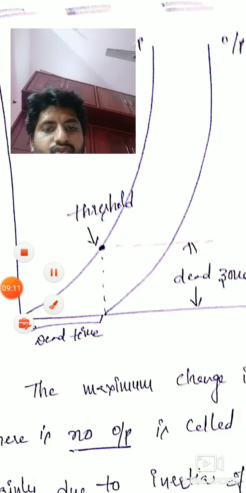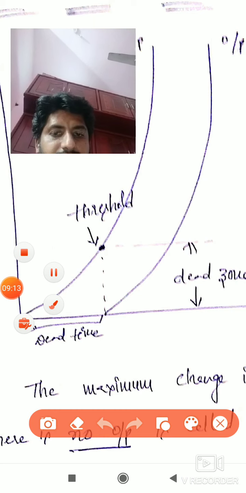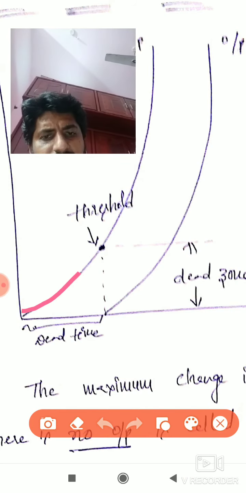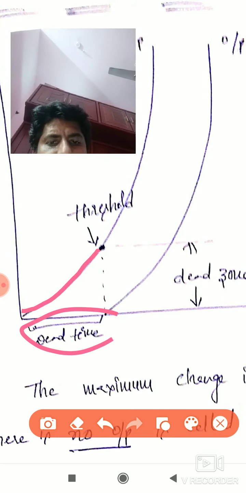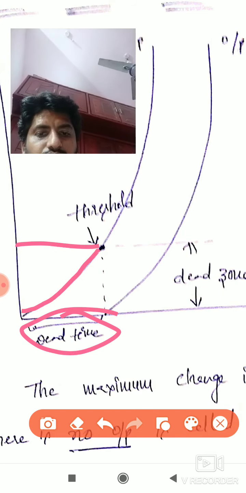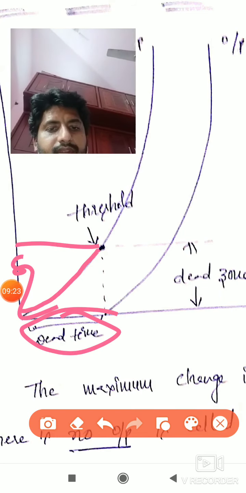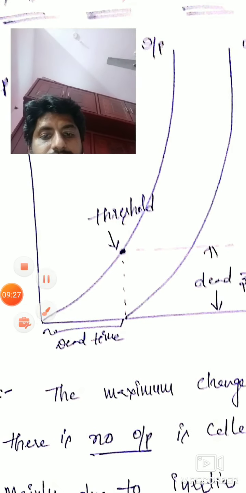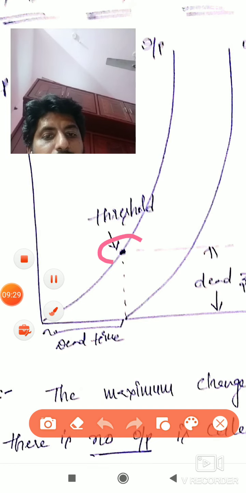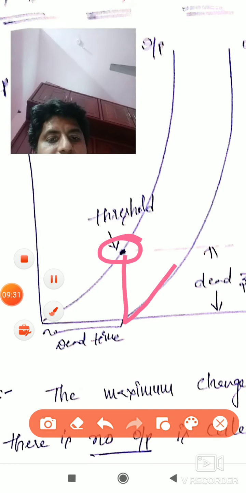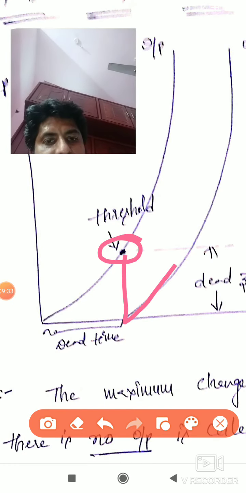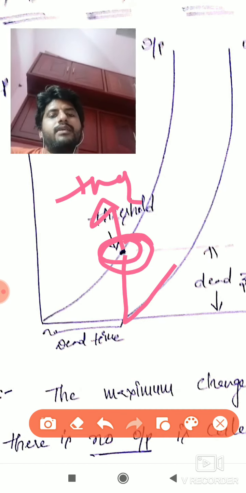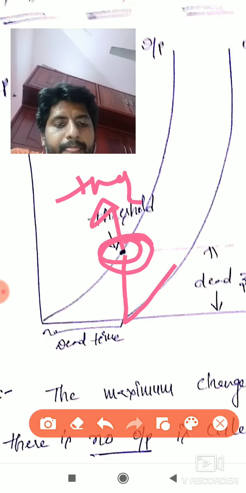What is a dead zone? What is a threshold? Dead zone means the maximum change in input, but I don't have any output, so this zone we can call a dead zone. Threshold means the minimum point at which my output started. At this point my output starts, so this one we can call a threshold value. I think you got it, right?